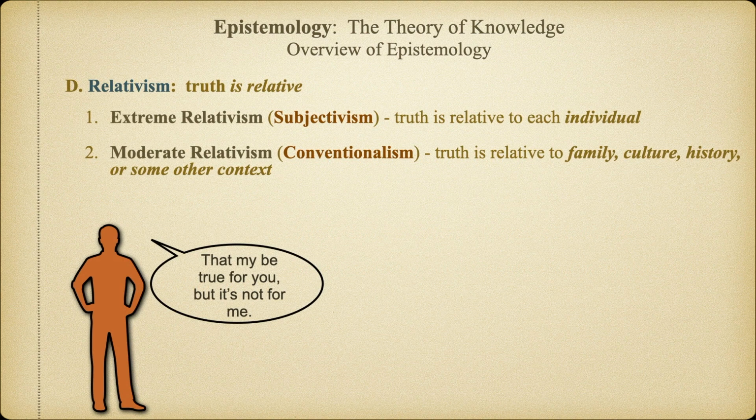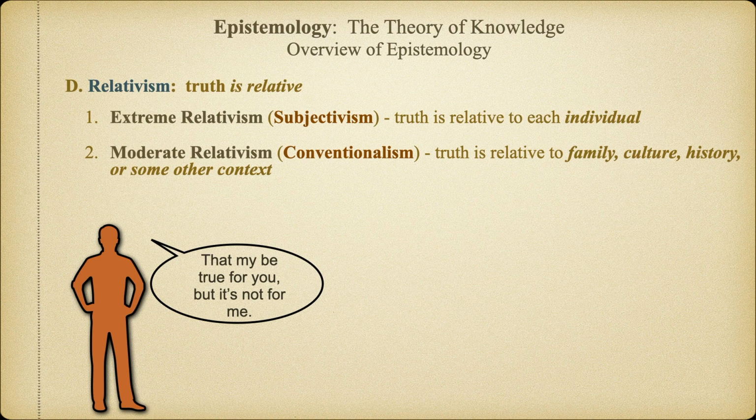You've no doubt heard someone say something like, "That may be true for you, but it's not true for me." Now, if such a person really means what they're saying, this is an expression of subjectivism. The truth is relative to me. You have your truth, I have mine, you live in your universe, and I live in my universe. But given how we've defined the truth, this position will lead to absurd conclusions.